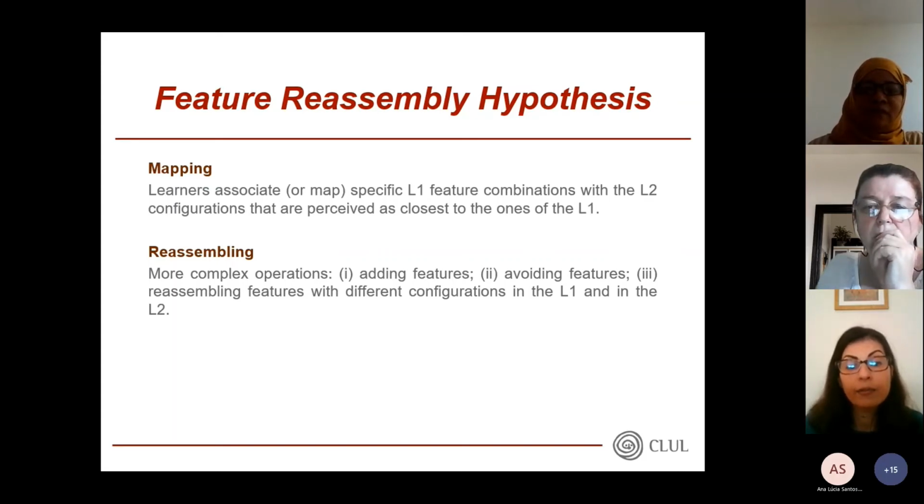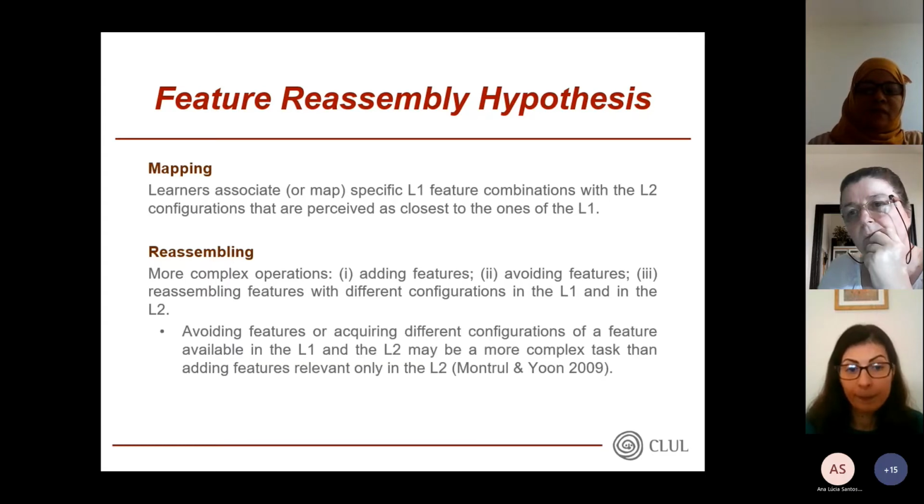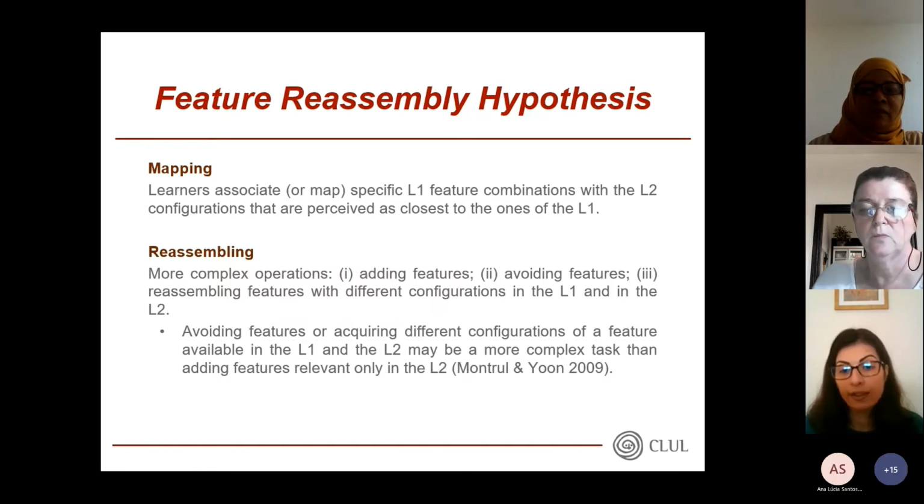Studies that have focused on the feature reassembly hypothesis have explored the possibility that these different operations may be associated with different levels of complexity. So Montrul and Yoon propose that avoiding features or acquiring different configurations of a feature available in the L1 and the L2 may be a more complex task than adding features relevant only in the L2.